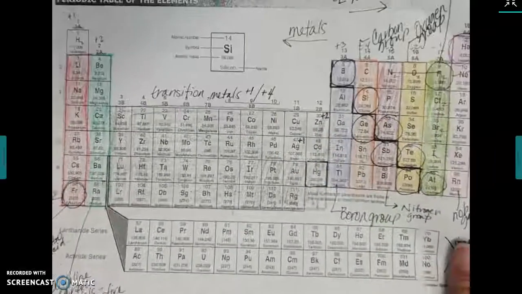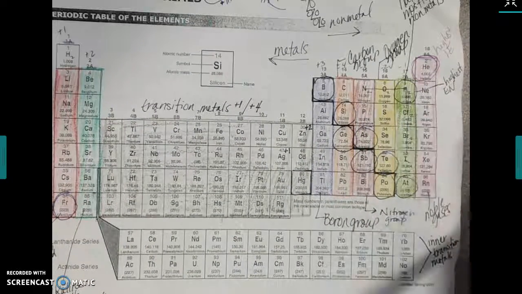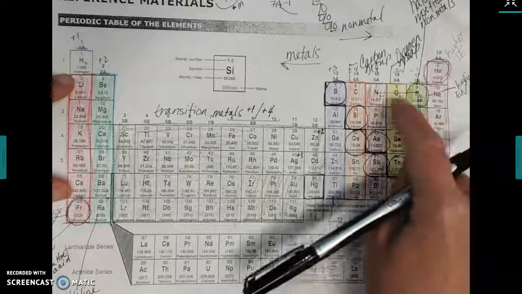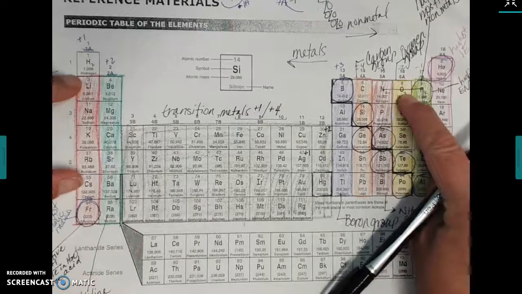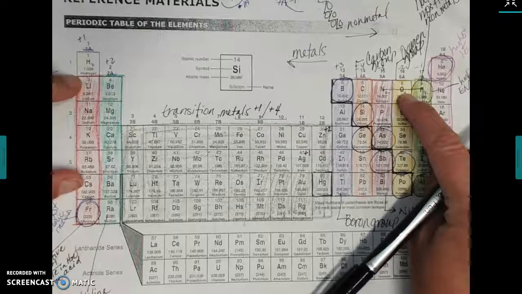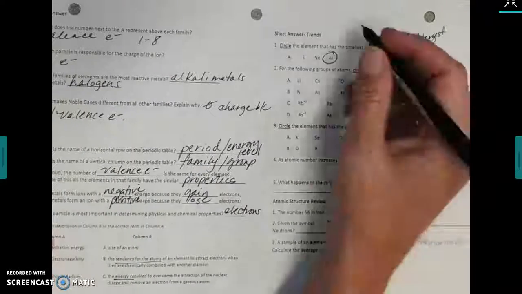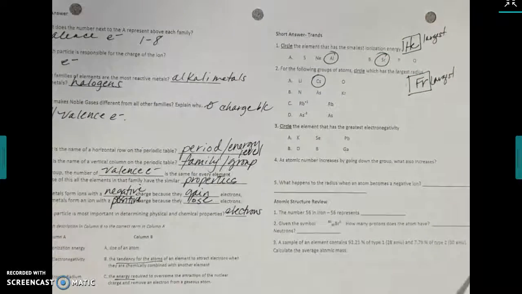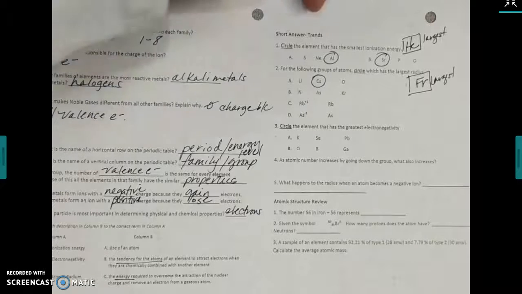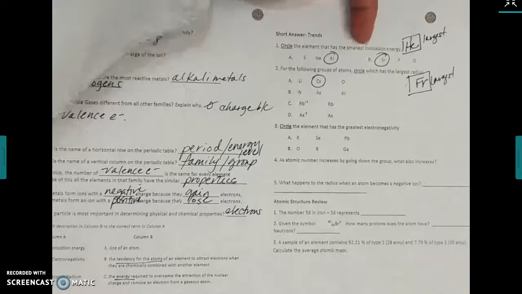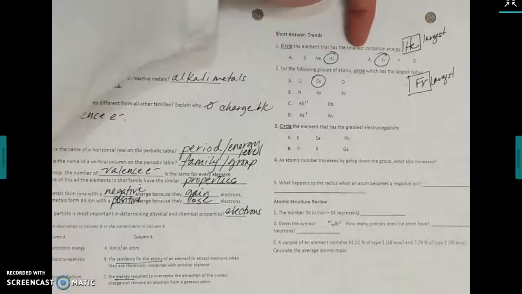Lithium, cesium, or oxygen. Which one has the largest atomic radius? Cesium. The one closest, exactly. It was the one furthest away for ionization energy because it asked me for the smallest.